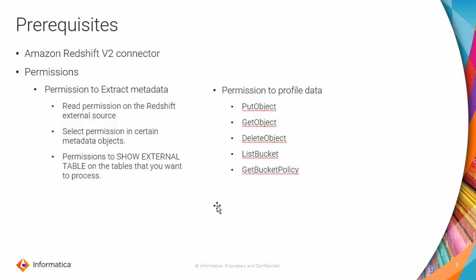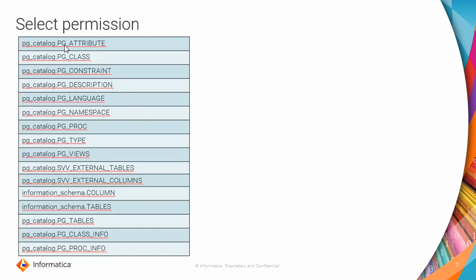Then you need to make sure the required permissions are given for the users to authenticate. If you're performing only metadata extraction, then you need to have read permission on the Redshift external sources, select permission on the list of metadata objects, and finally the permission to show external tables on the tables that you want to process. I will show you the list of metadata objects where the select permissions are required. So these are the meta tables you want to provide select permissions on in order to access the metadata.